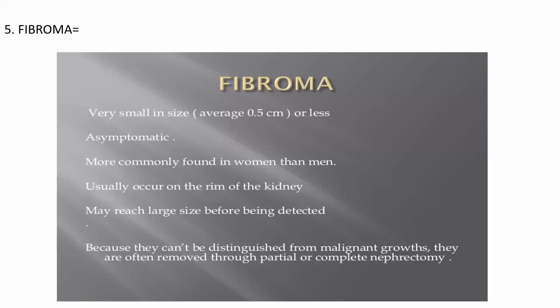So when we detect it, the size has already reached its maximum size. Only then do we come to know externally that a person has fibroma tumor, and it usually occurs on the rim of the kidney.